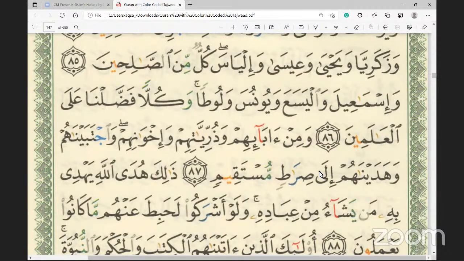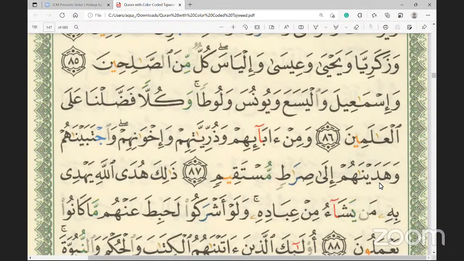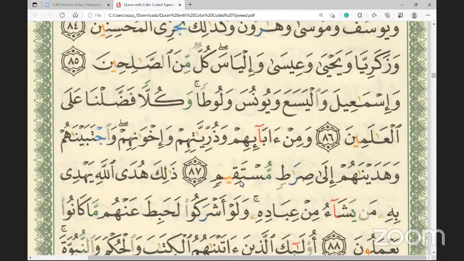You're just making it an ila. You're not extending anything at all because it doesn't have the wave. Wa hadaynahum ila siratin. What am I doing? Taking out the N sound and then connecting it and pressing right there. Ila siratin mustaqim. Not musta. Musta.